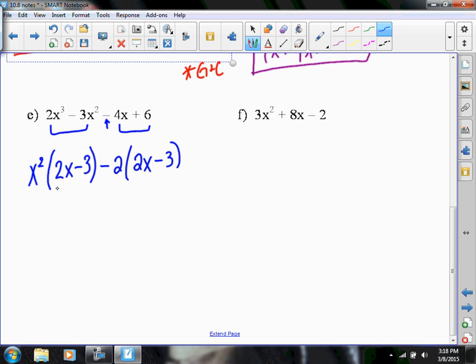Now when I do that, again, the stuff in my parentheses matches. So it was good that I took out that negative. If I hadn't, I would have had a negative 2x and a plus 3. So that would have been a clue that you would have needed to take out the negative with the 2. So now I'm going to rewrite my parentheses. I put the greatest common factors together in one parenthesis. And then I rewrite the stuff that matches, but I just rewrite it one time. And we're done.